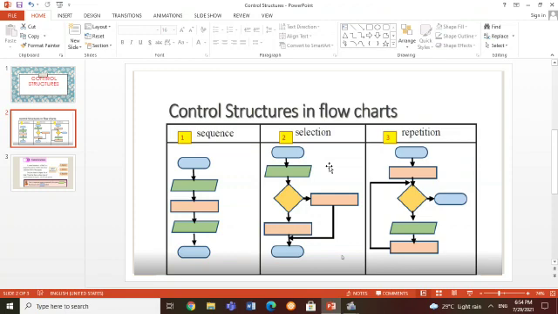So these three control structures are available not only in computer programming. This is there in your day-to-day life. So that's why I'm saying these three control structures are available not only in computer programming, but also in your day-to-day life.